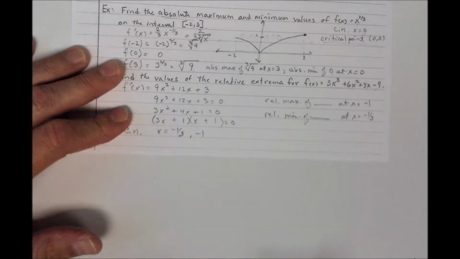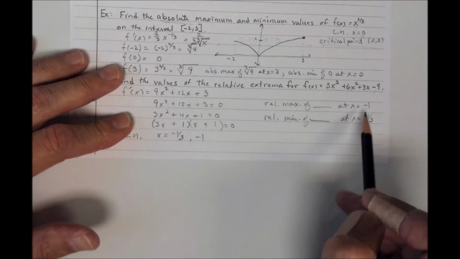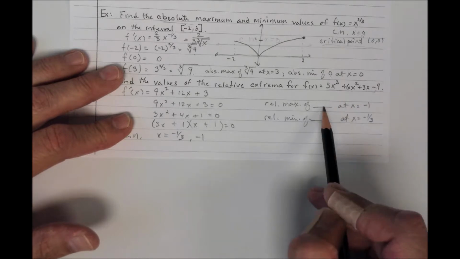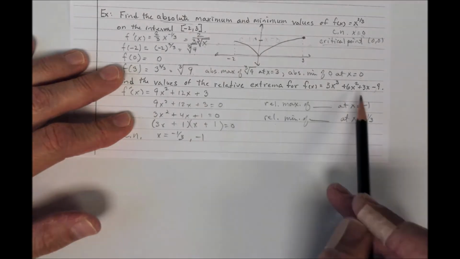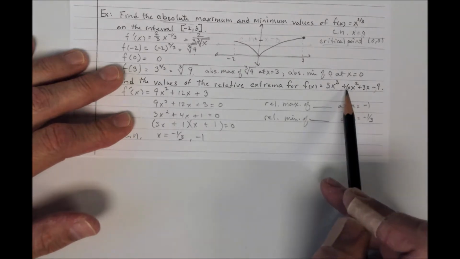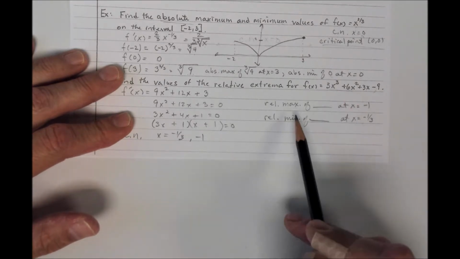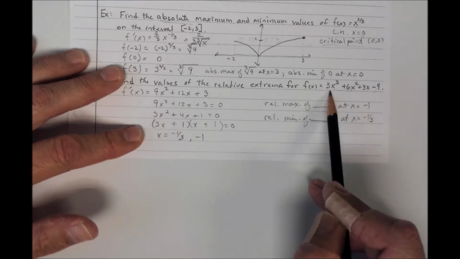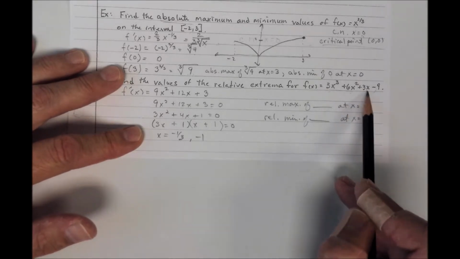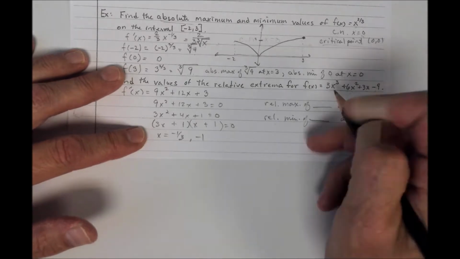So now I've got to plug these back into my function to find the y values. Don't plug them into the derivative, you're just going to get 0. Plug them into the original function because you want the y values of the original function. Now negative 1 doesn't look that bad. That would be negative 3 plus 6, which is 3, minus 3, which is 0, minus 9 is negative 9.